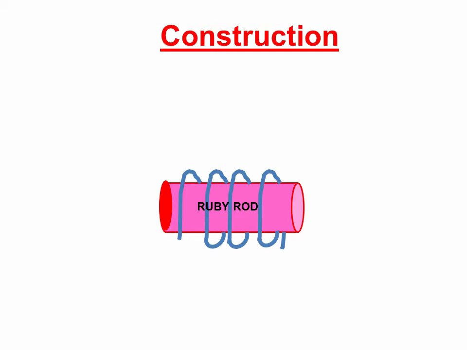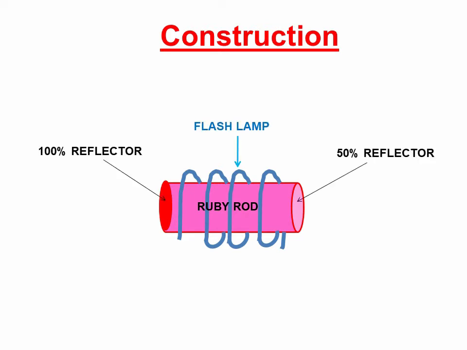Then the construction of the ruby laser. A xenon lamp is wound around the ruby rod. One end of the rod is 100% polished and the other end is 50% polished. A power supply is connected to the flash lamp. When it is switched on, the xenon lamp flashes over the ruby rod. Finally, the laser comes out through the 50% reflector, which is red in color.